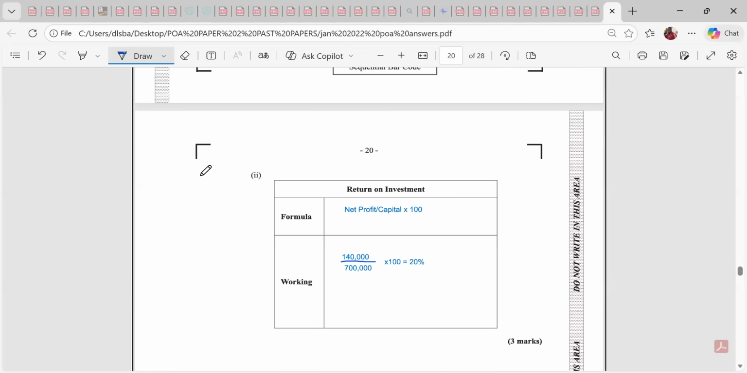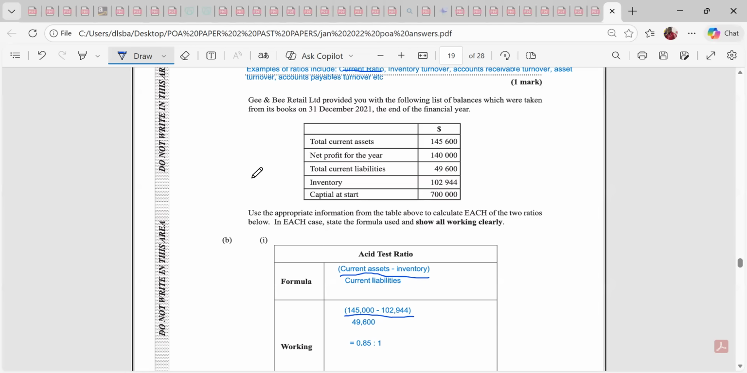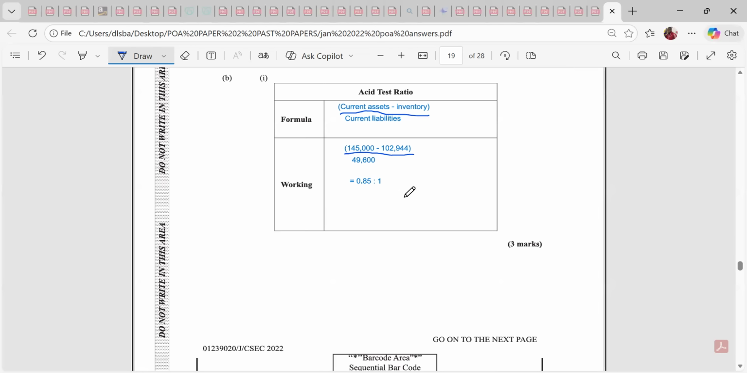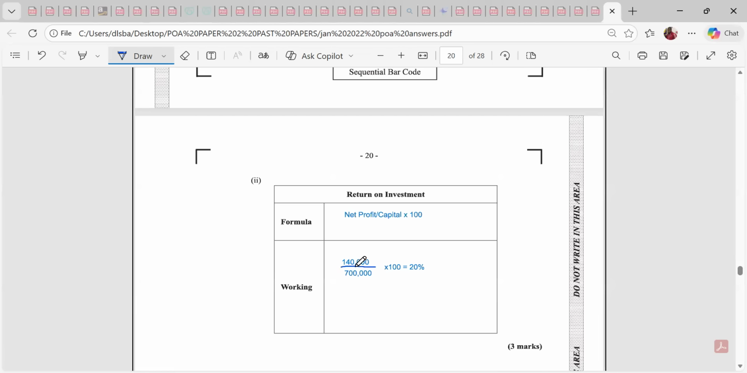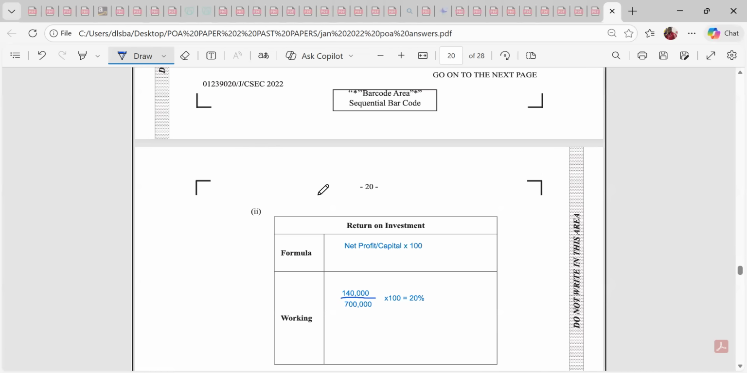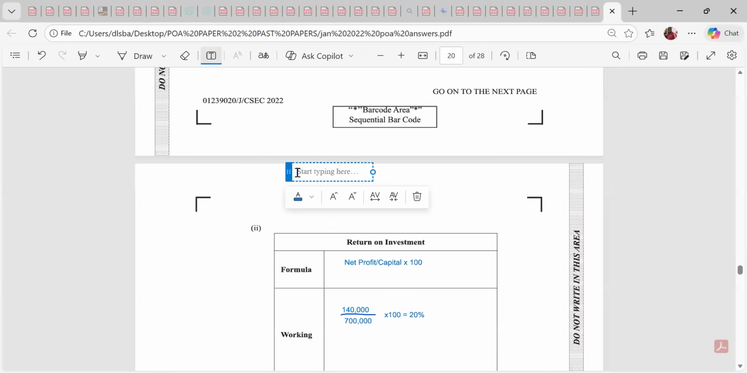Return on capital employed is net profit divided by average capital. Right? So the reason why they call this capital at start, the average capital is the opening capital plus the closing capital divided by 2. It is actually not what should be here. So what I would do is calculate my average capital first. Capital at start is 700,000.